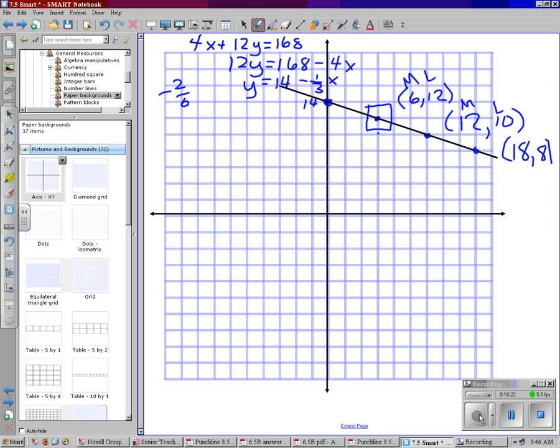But does it work in the equation? Yes. Ladies, gentlemen, are there points? There are many points on this line that will work, right? That's what I'm saying to you, that there's an infinite number of solutions.